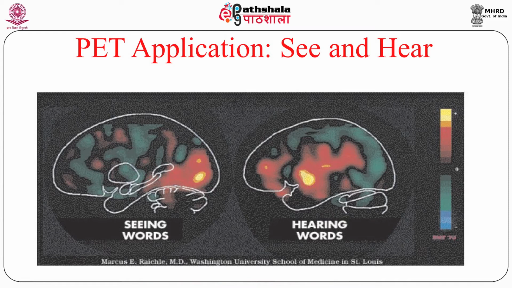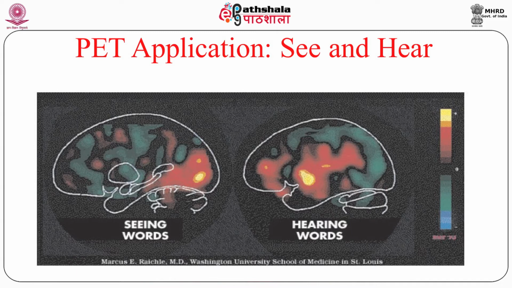When the person is seeing words, which particular part of the brain gets active. When you are hearing, which particular part of the brain gets active. Now see, when we are injecting fluorodeoxyglucose, and we know all cells want energy, whichever cells are active in nature are going to absorb this fluorodeoxyglucose. And see the difference in the two images created when the person is reading or seeing the words and the person who is hearing the words.